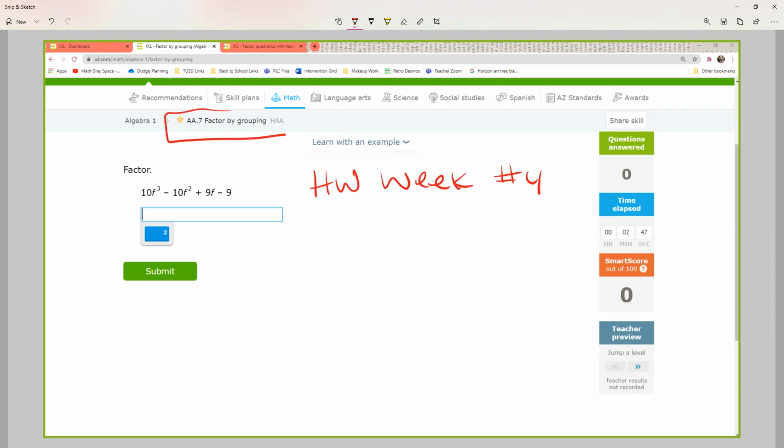And so this first IXL topic is HAA. So that's the first one I'm going to talk about, which is factoring by grouping. Basically, it's kind of an extension of what we were doing last week with factoring out the greatest common factor. The reason it's called factoring by grouping, the idea of factoring is that we're trying to break it down into a multiplication problem by dividing. And so I want to factor by grouping.